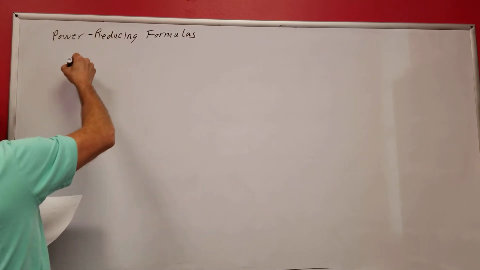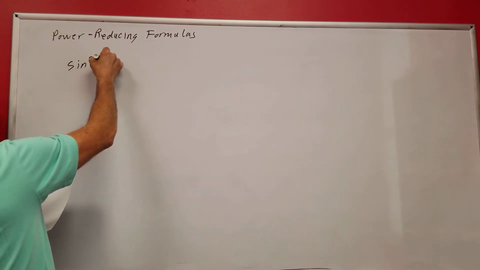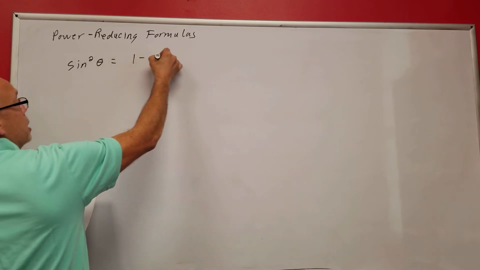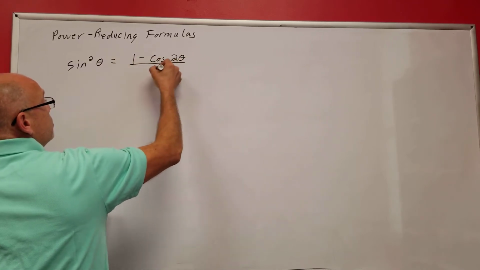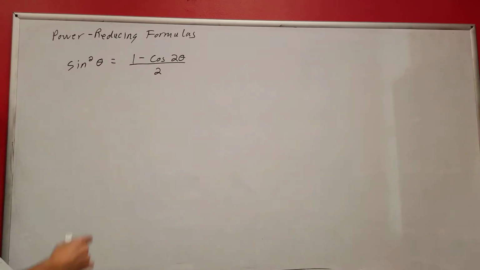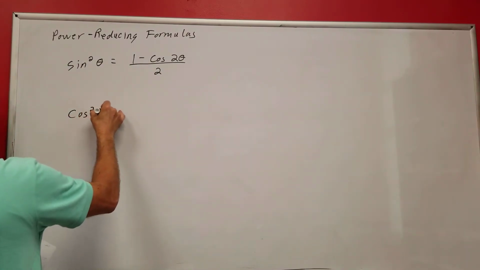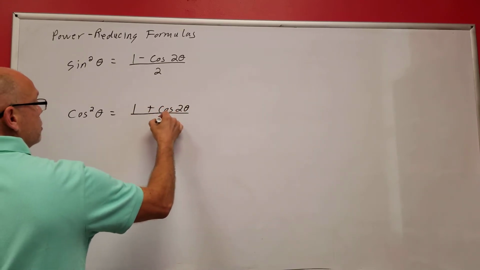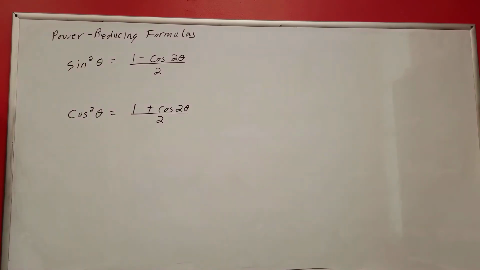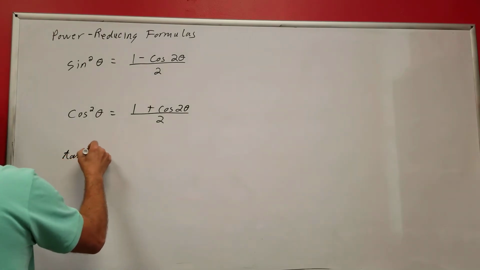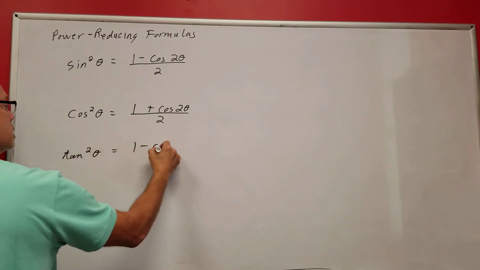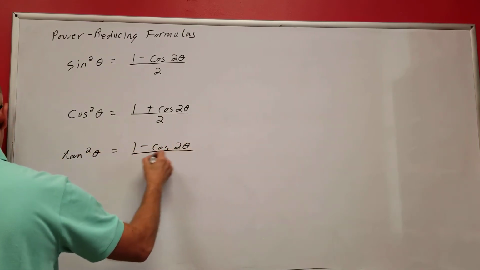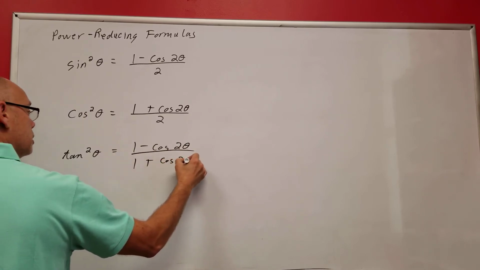All right, so your book says this. It says if we have the sine of theta squared, that's equal to 1 minus the cosine of 2 theta over 2. And then they give us one for the cosine of theta squared. They say that's 1 plus cosine of 2 theta over 2, like that, okay? All right, so let's see. We have tangent also, and we have the tangent of theta squared. That's equal to 1 minus cosine of 2 theta over 1 plus cosine of 2 theta.